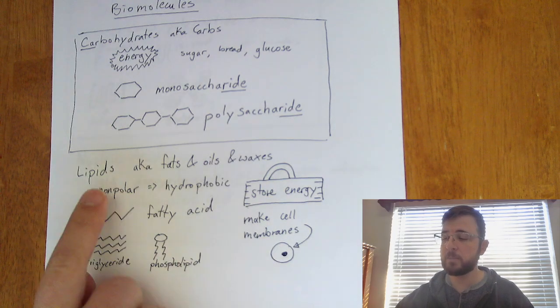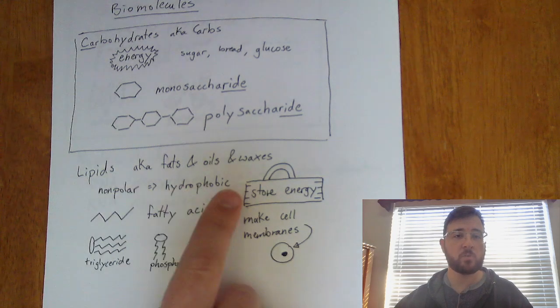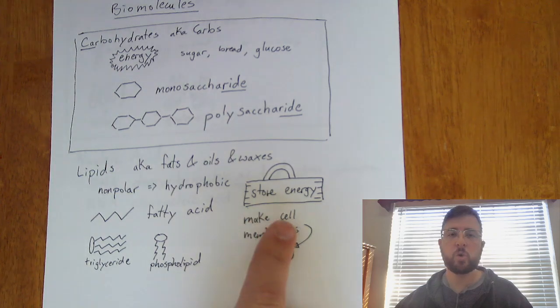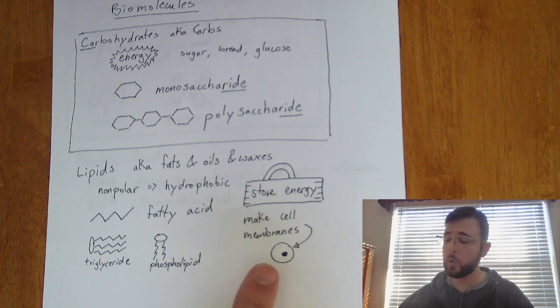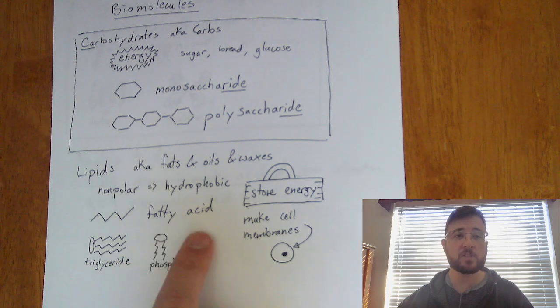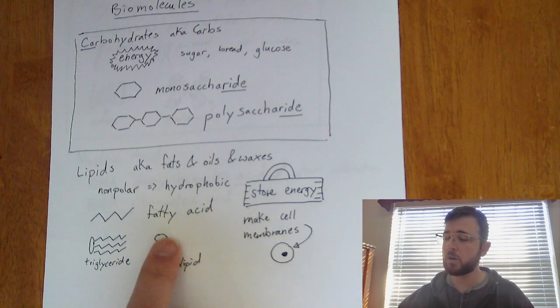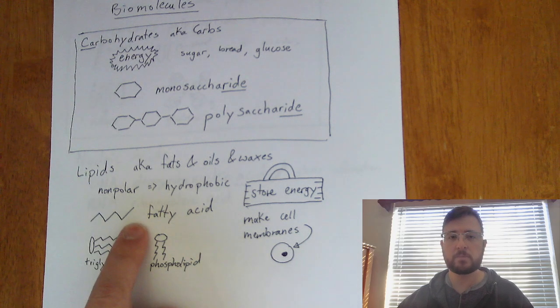We talked about lipids: fats, oils, and waxes. Lipids store energy, and they make up your cell membranes. They don't really have a monomer. We'll go ahead and call them fatty acids for their monomer. These are long chains of carbons.